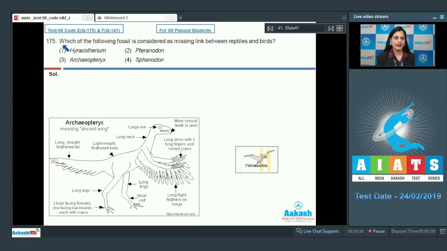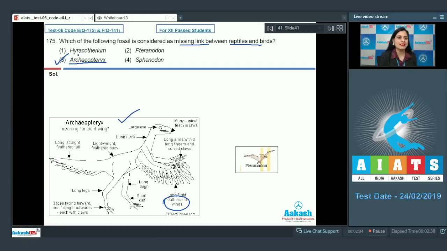Question number 175. Which of the following fossil is considered as missing link between reptiles and birds? And the options are Hyracotherium, Pteranodon, Archaeopteryx and Sphenodon. And the correct answer to this question is option number 3, Archaeopteryx, which is considered as missing link between reptiles and birds, because Archaeopteryx shows the characteristics of both birds and reptiles. As you can see here, Archaeopteryx has feathery wings, which are the characteristic feature of birds, and some characters which are associated with reptiles. Let's discuss rest of the options.